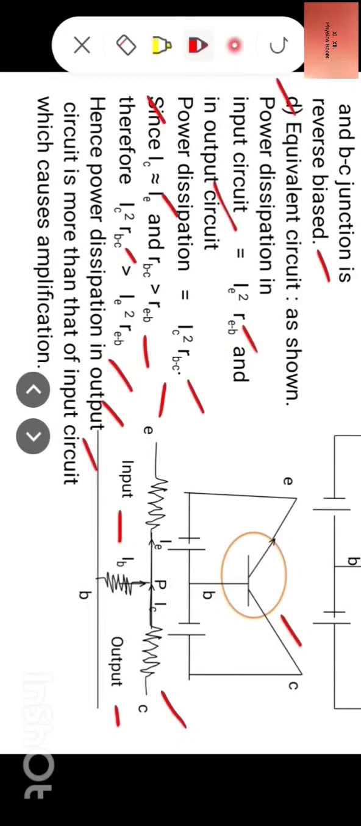I repeat, since IC is approximately equal to IE and RBC is more than REB, therefore IC square RBC would be greater than IE square REB. Hence, power dissipation in output circuit is more than that of input circuit, which causes amplification.